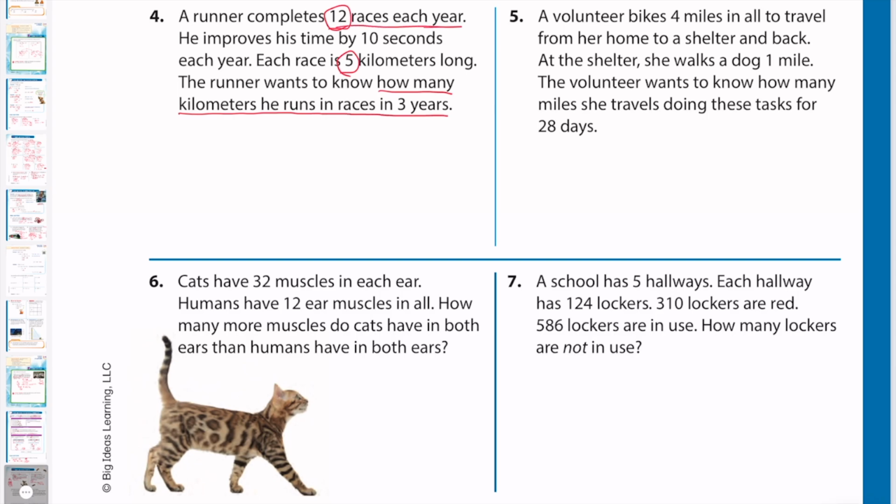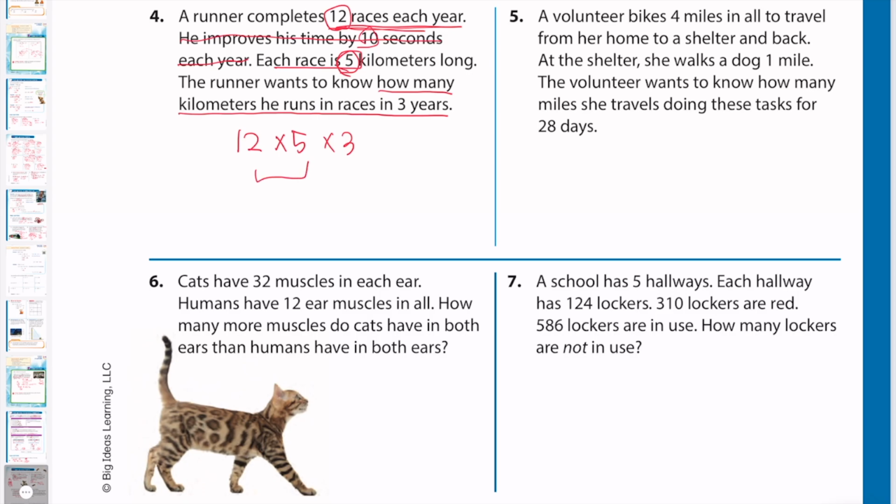We know he runs 12 races each year, and each race is 5 kilometers. And he improves his time by 10 seconds each year. Hold on, this information is not necessary. We need to find out how many kilometers he runs in races in 3 years. So in each year he does 12 races, and each race is 5 kilometers, in 3 years. You got it? All right.